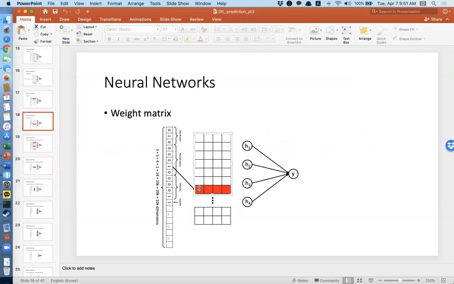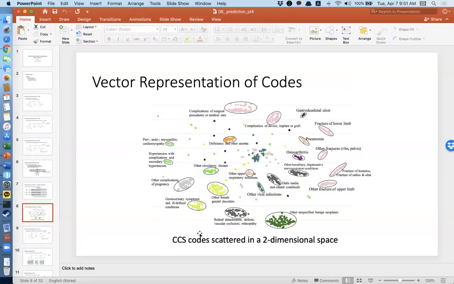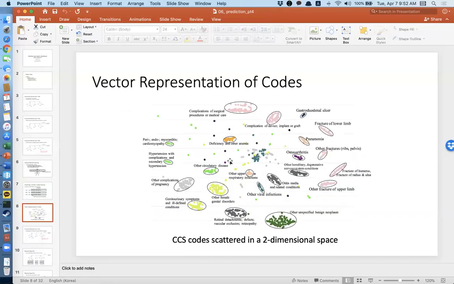So this is a weight matrix, and the weights are learned by backpropagation, basically minimizing your negative log likelihood. And that is how you decide the values in each cell here. Same thing, with an n-dimensional vector, each value in each coordinate or dimension is decided by just trying to maximize your prediction performance. And the interesting thing is, if you've properly learned them, the cough representation vector, Tylenol embedding, IV fluid embedding, you can actually scatter them in a two-dimensional plane. So this is an n-dimensional vector, but you can shrink their dimensionality down to two by using techniques like PCA or t-SNE, and you can scatter them in two dimensions.